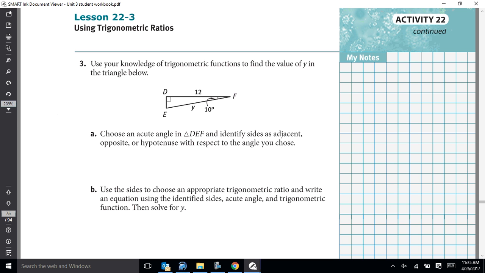Alright, let's look at number 3. Use your knowledge of trig functions to find the value of y in the triangle below. Here we have triangle DEF, and we are given that angle F is 10 degrees. If angle F is 10 degrees, then what's angle E? 80 degrees, good. Here we want to find our hypotenuse, and we're given that DF is 12. So choose an angle in triangle DEF and identify sides as adjacent, opposite, or hypotenuse with respect to the angle you chose.